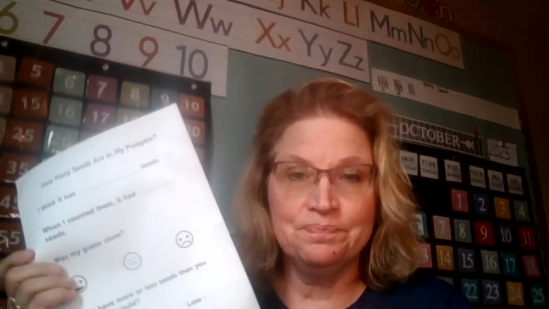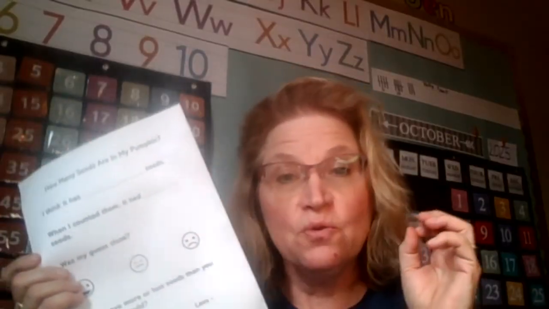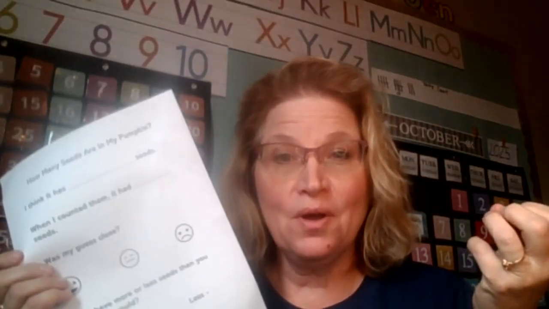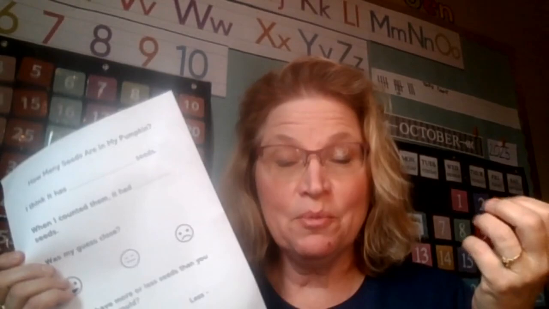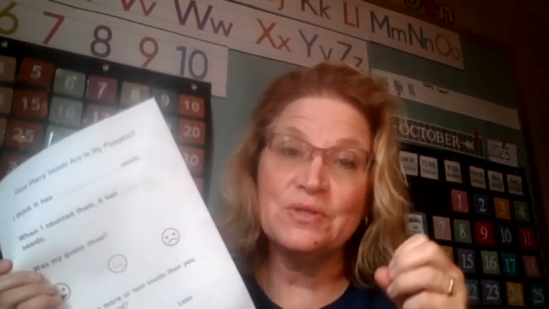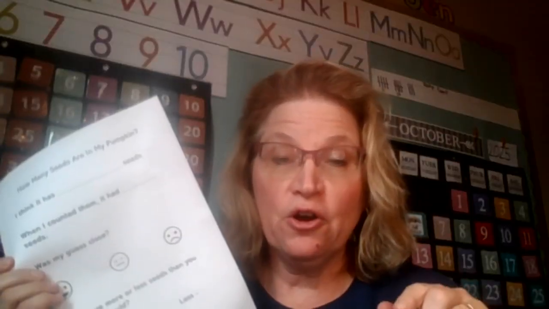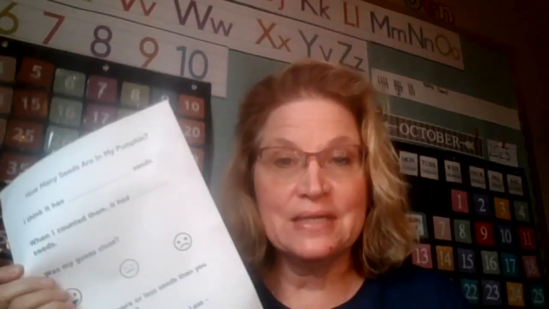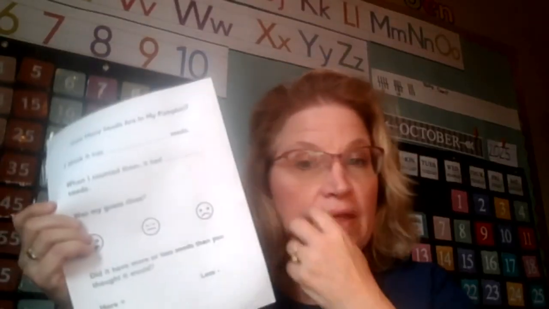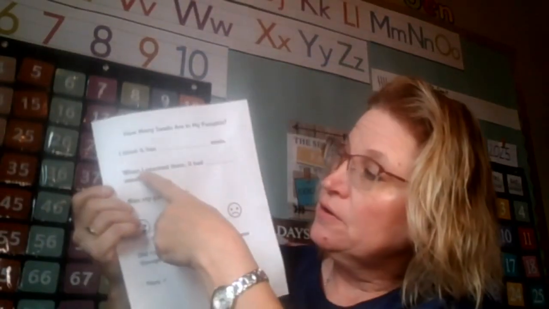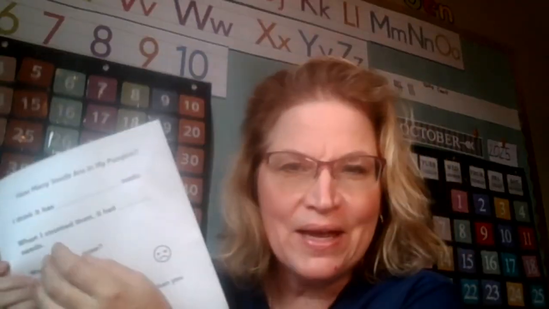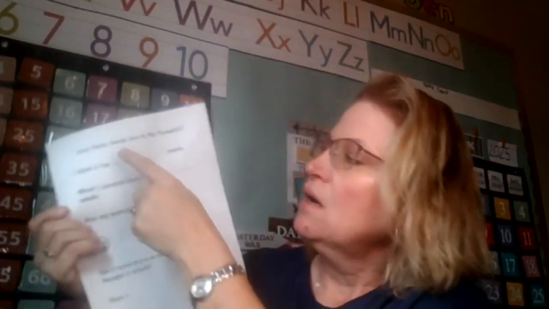Now, kindergarten, they don't really know numbers, really high numbers. Some of them do, but a lot of them don't. So what I do is I take all of their guesses for kindergarten and I'll write them on the whiteboard. And then at the end, we'll figure out which one was the closest, who had the closest estimate. But for first grade, they're going to write their estimate on here.